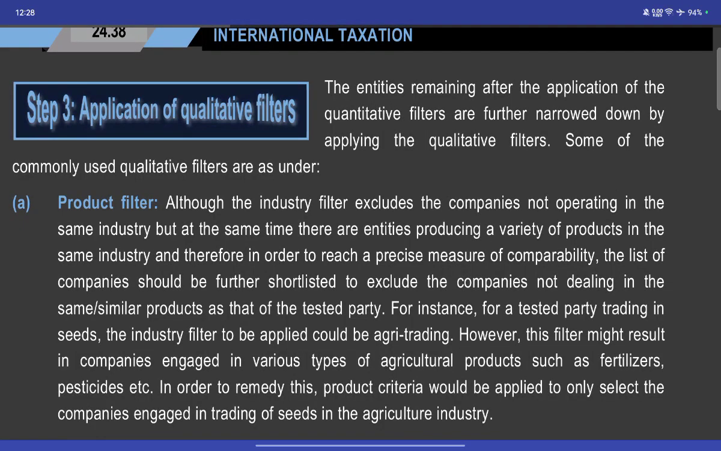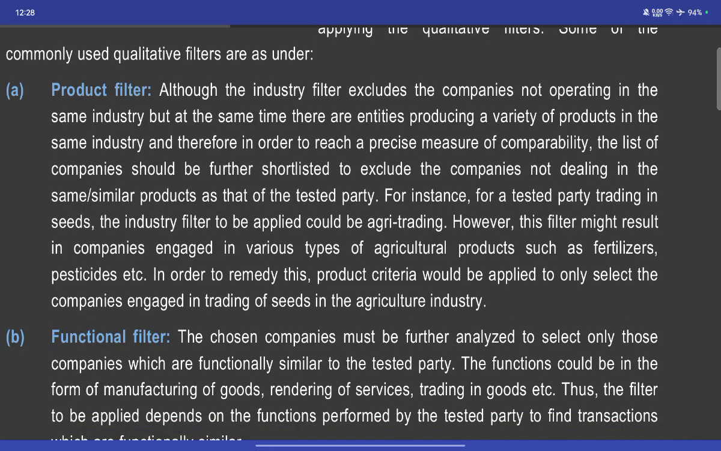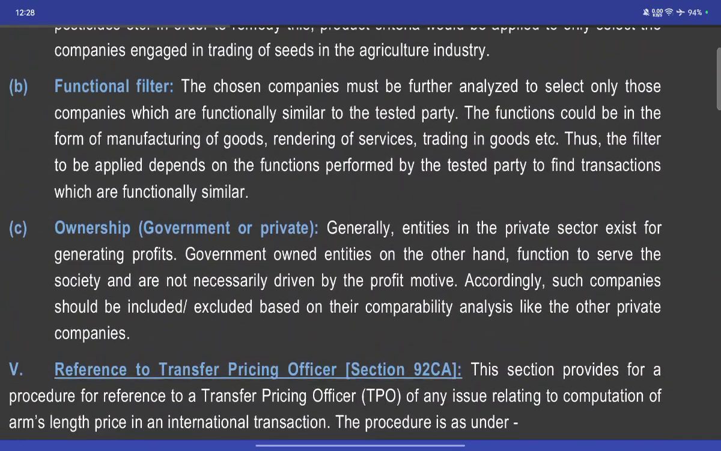Step 3. Application of qualitative filters. The entries remaining after the application of the quantitative filters are further narrowed by applying qualitative filters. Some of the commonly used qualitative filters are the product filter, function filter, and ownership filter.